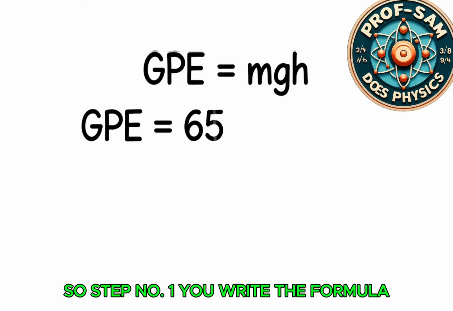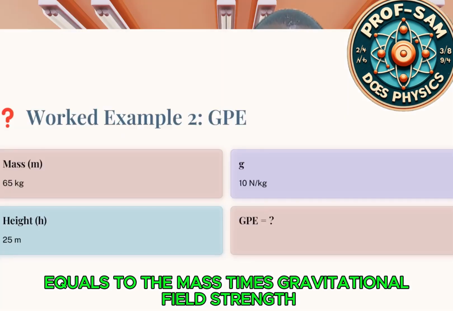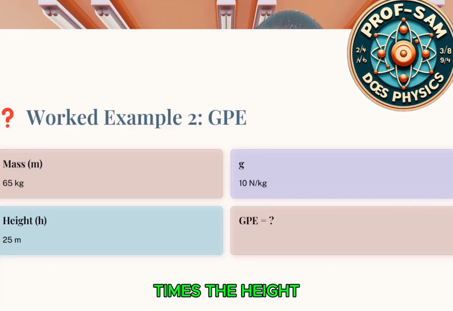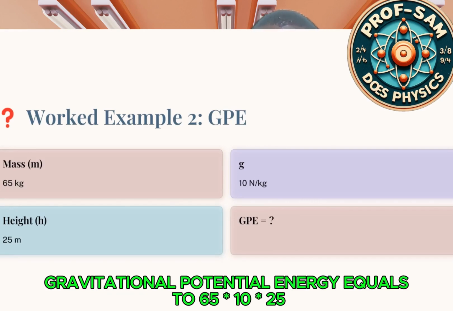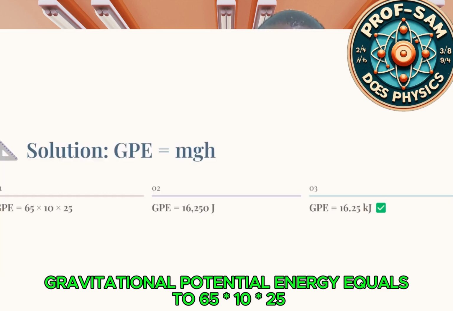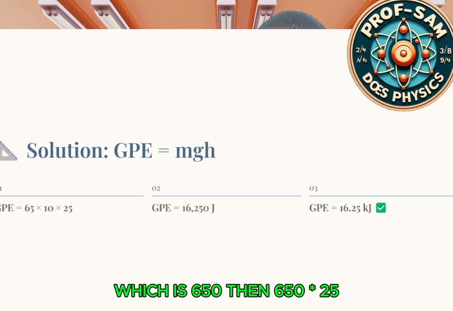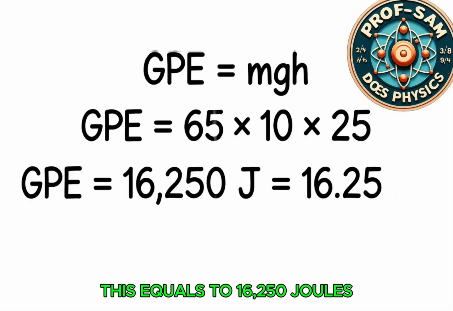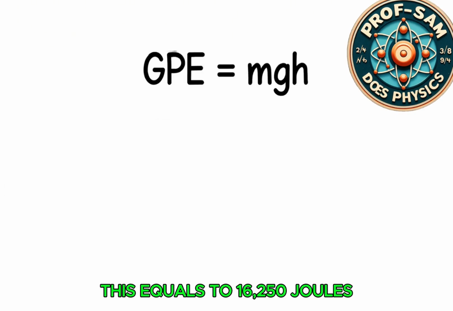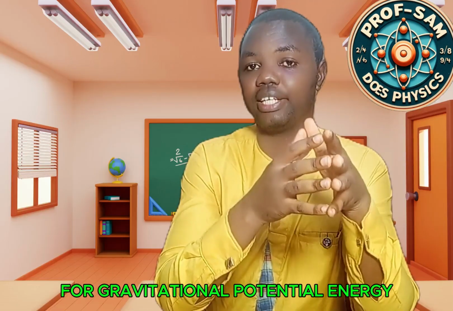So step number 1, you write the formula. Gravitational potential energy equals the mass times gravitational field strength times the height. Step number 2 is to substitute. Gravitational potential energy equals 65 times 10 times 25. And the third step is to calculate 65 times 10, which is 650. Then 650 times 25 equals 16,250 joules.